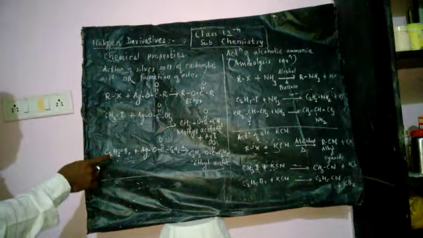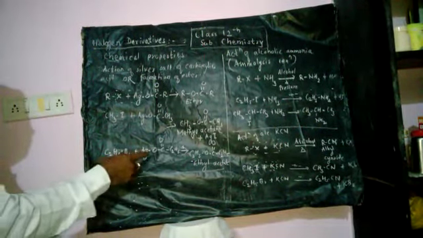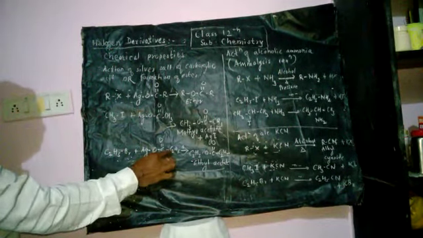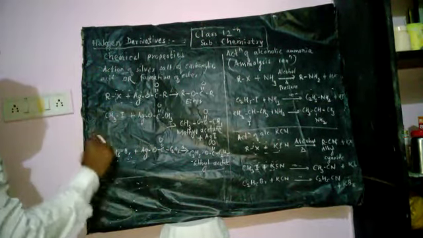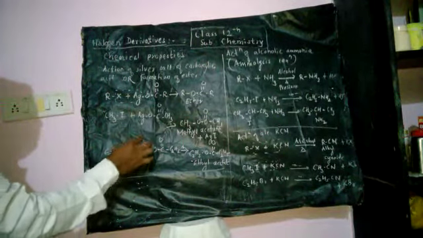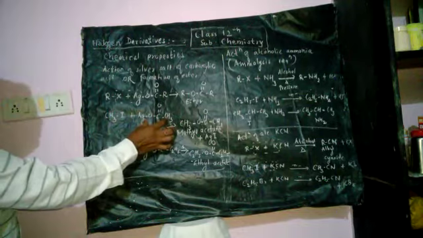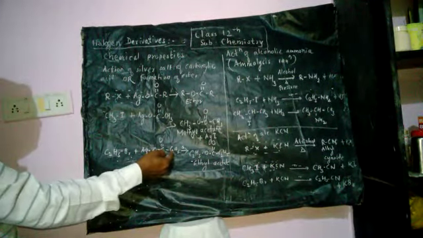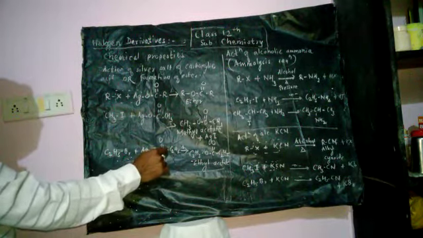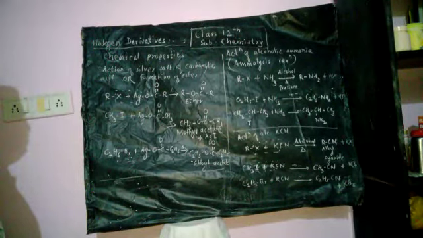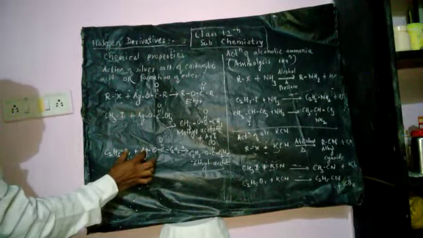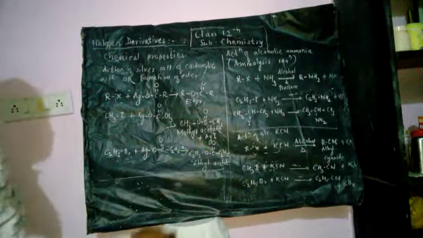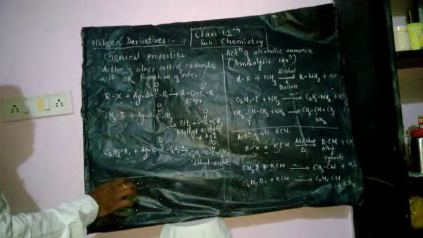Then other example is ethyl bromide. When ethyl bromide is heated with silver salt of propionic acid, that is C2H5COOH, silver propionate, then AgBr is side product and our product is C2H5COOC2H5, ethyl propionate. In this way we can take different examples.